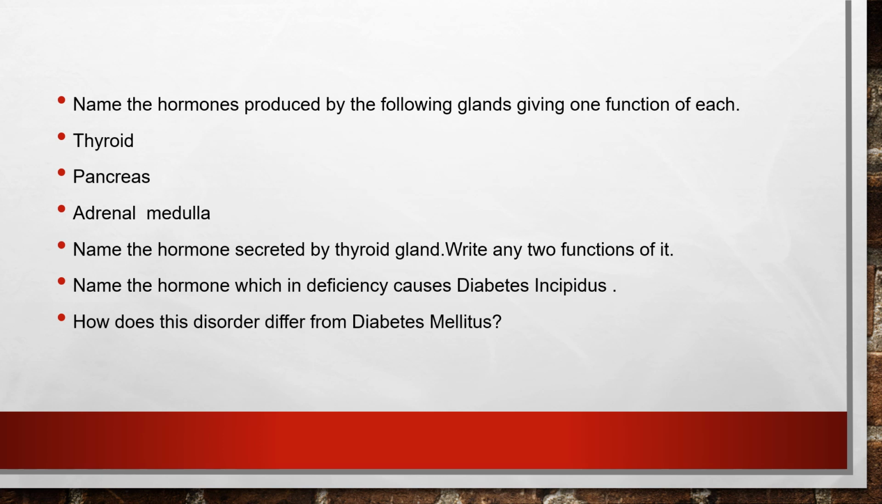Now next here is another set of questions for endocrine system. Name the hormones produced by the following gland and state the function of each.